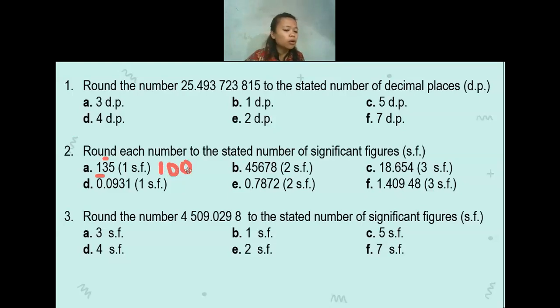Is it clear? Is it helping those who are still confused about significant figures? Or is there anyone who is still confused? No? Okay, if no one asks me anything, please kindly try it by yourself first.